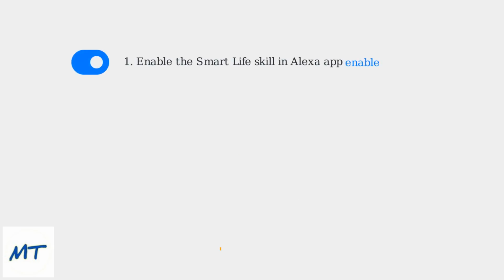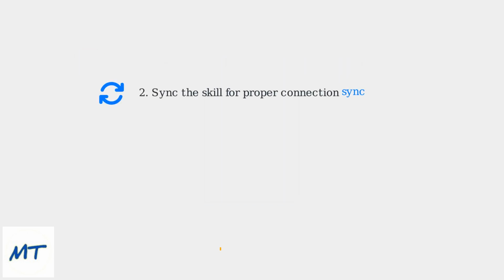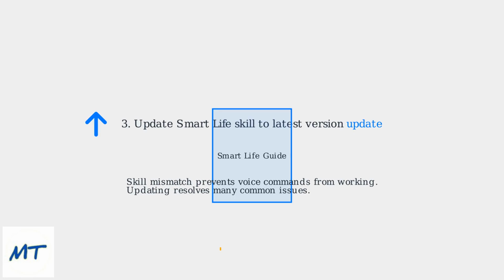Next, ensure the Smart Life skill is enabled and properly synced within the Alexa app. A skill mismatch can prevent Alexa from understanding your voice commands and relaying them to your Smart Life devices. Make sure you have the latest version of the Smart Life skill installed. Updating the skill can often resolve many issues.